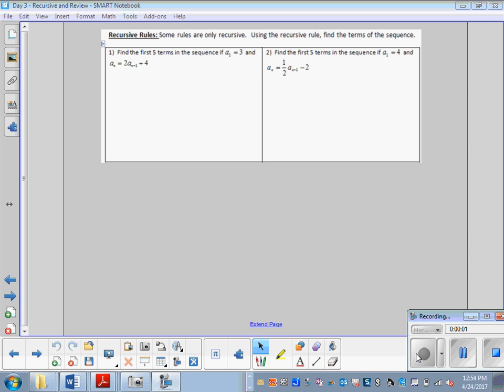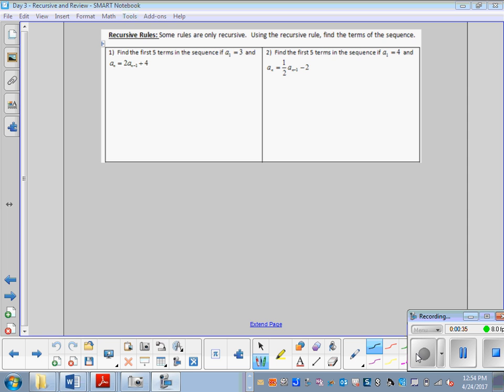Recursive rules, all right? Basically, recursive means that you need the term, the number right before, in order to find the next one. You need the one before in order to find the next one, and that one to find the next one, and that one to find the next one. I think of it kind of like "Macursive." You'll see why. Let me set this up.